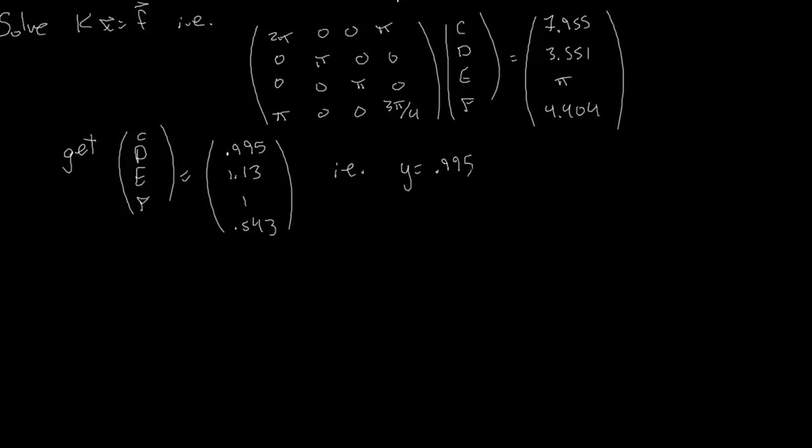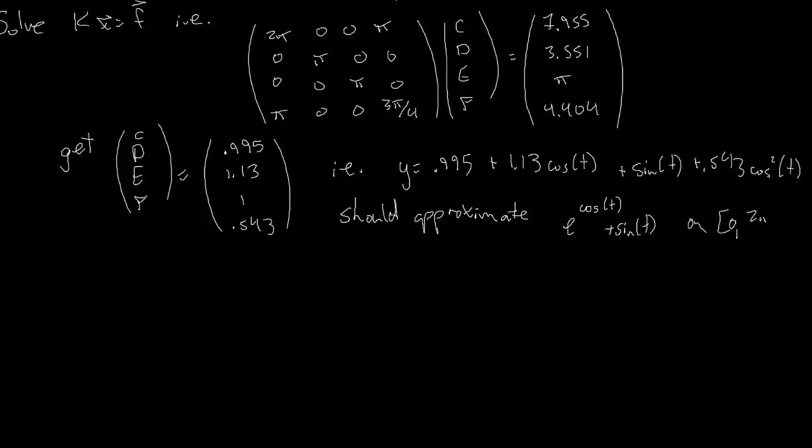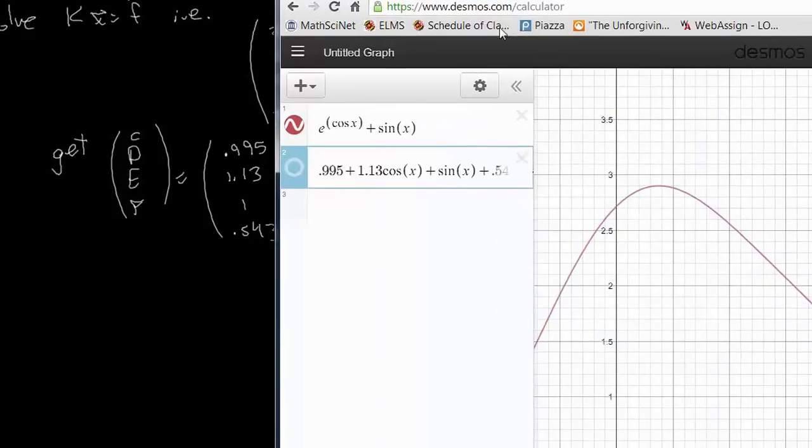What does that mean? That means I think that 0.995 plus 1.13 cosine of t plus sine of t plus 0.543 cosine squared of t is a good approximation on the interval from 0 to 2 pi of my original weird crazy function e to the cosine t plus sine t. You'll notice this coefficient on sine t is really nice here. It's 1. That's because I artificially added a sine t to my e to the cosine t when I constructed this example.